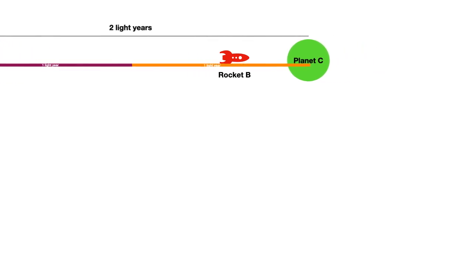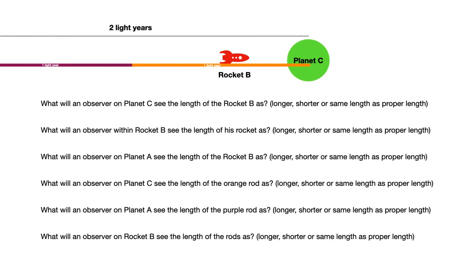Now, when that occurs, when we look at all those same scenarios, I challenge you to see that common sense tells you exactly the same thing. So when you get down to the bottom one and you see what an observer on rocket ship B will see the length of the rods as, because the rod is now moving relative to the rocket, the observer on rocket ship B will see that the length of the rod is now shorter than its proper length. So the people on rocket B will think they're travelling through a shorter distance. I hope that makes sense.